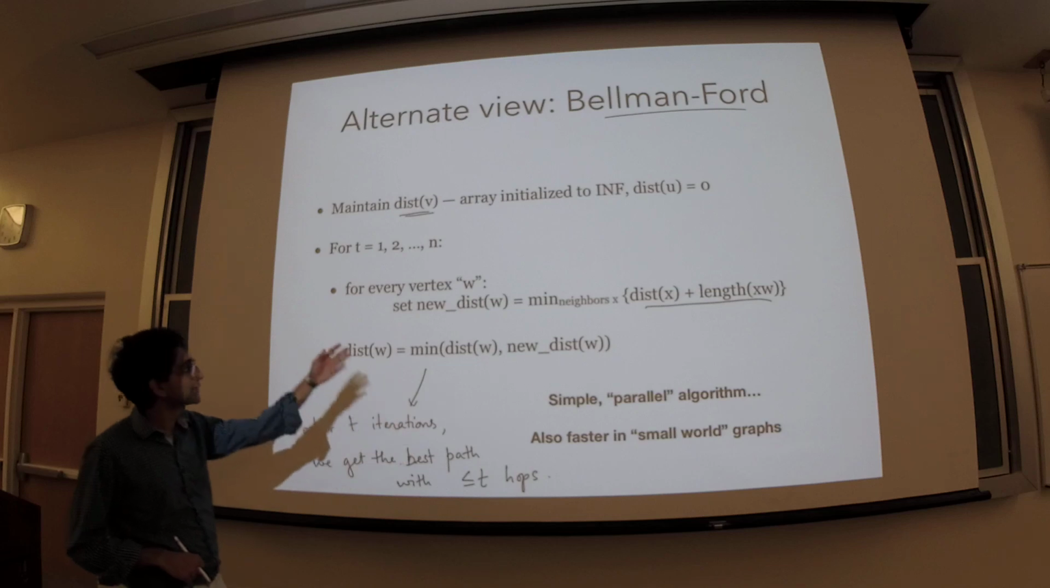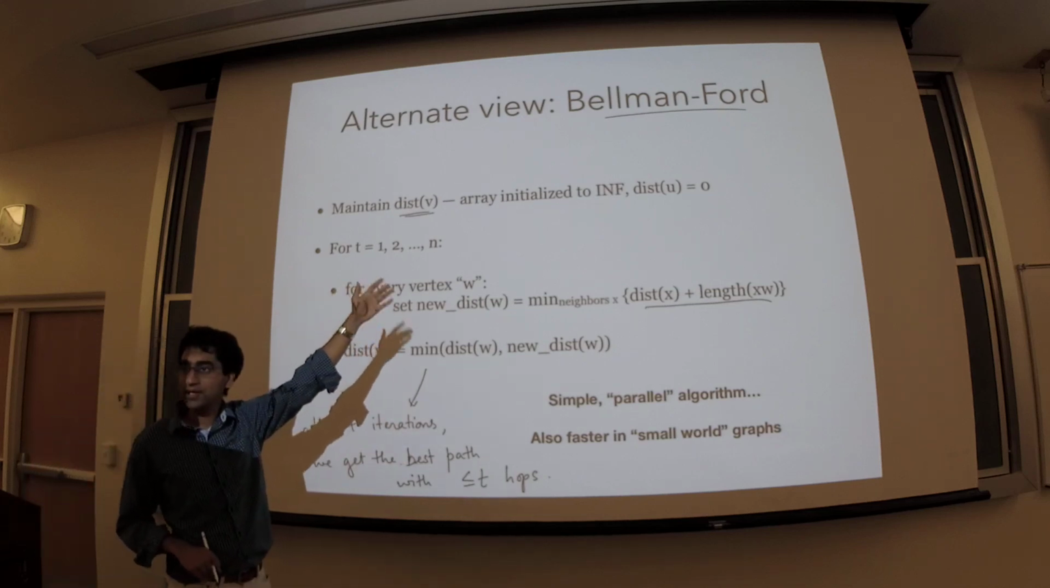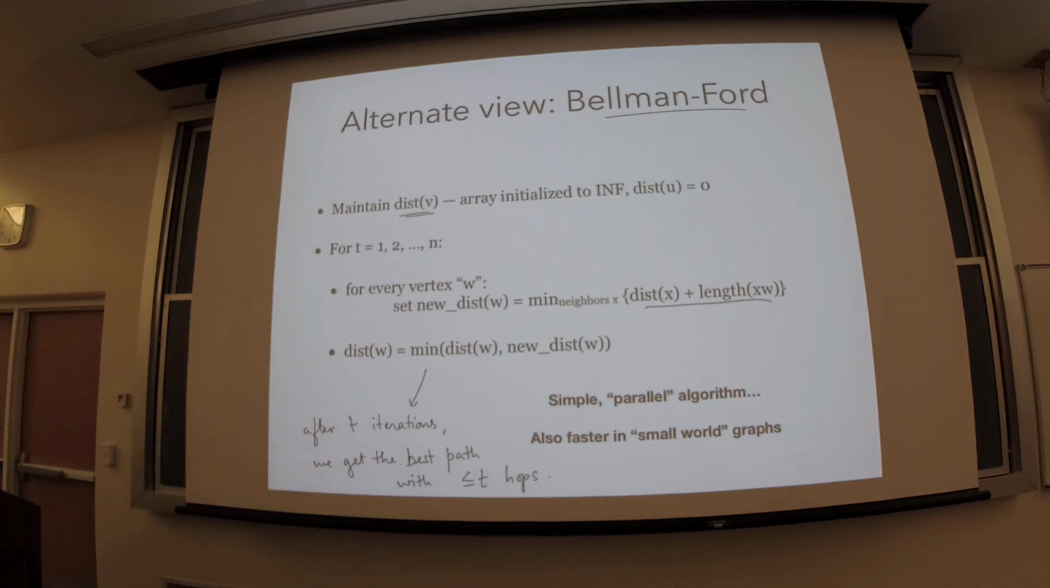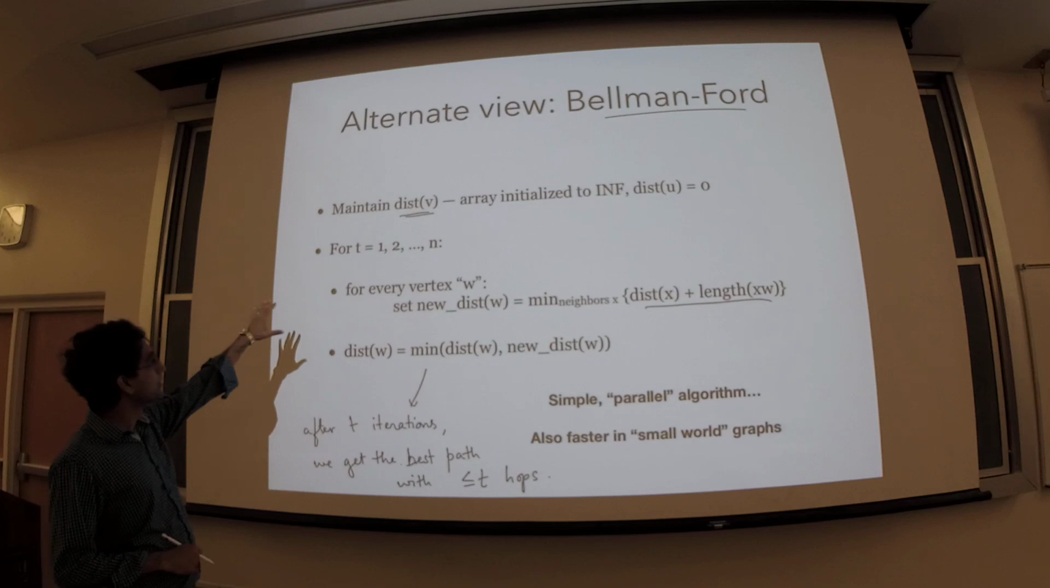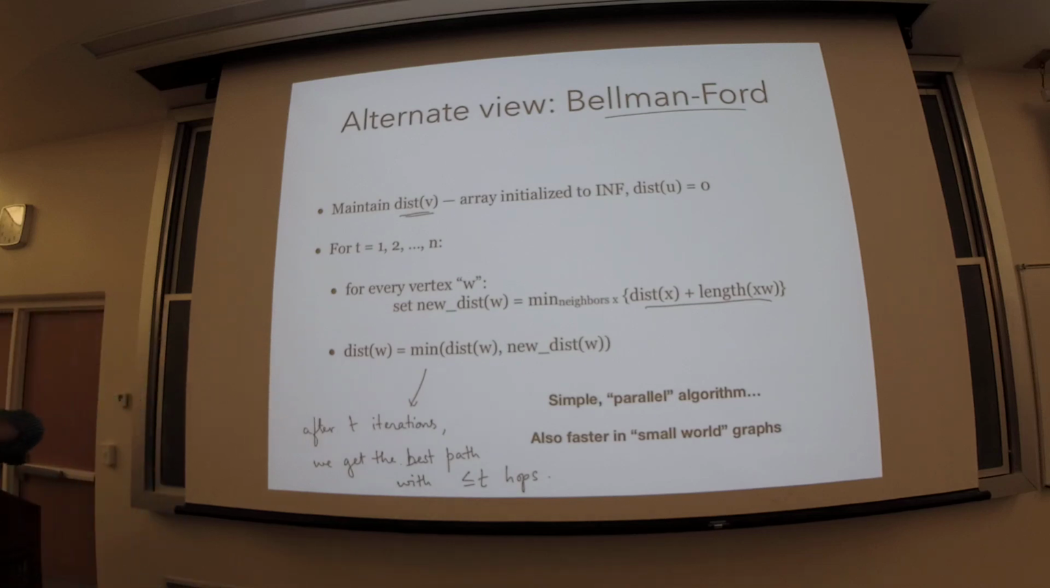And of course, if you do it for t going from 1 to n, any path has at most n hops, like we saw before, because there are no cycles. And so this is why you always get the best. So yeah, if you are not convinced, then trust me, this is the exact same thing as the Bellman-Ford that we saw before. But now what do I want to say?